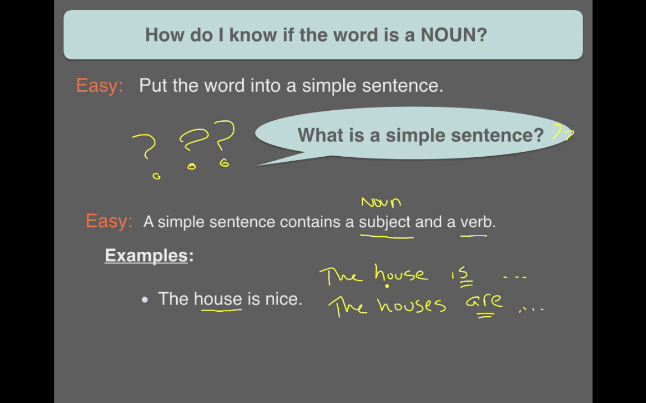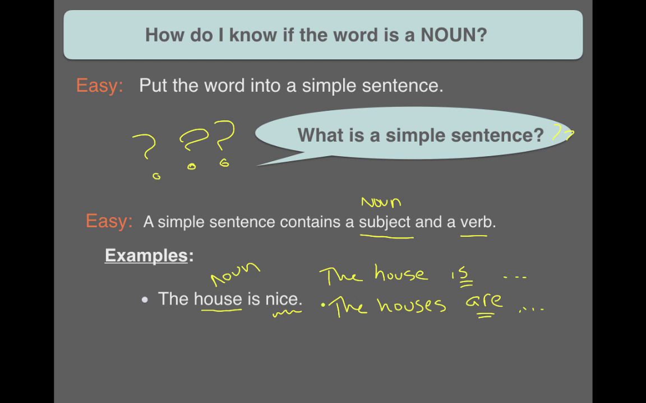You can say anything you want. The house is pretty, the house is nice, the house is blue. That part doesn't matter. If you can say the house is or the houses are, or any word, the bird is, the birds are, their love is, or the content is difficult. So if you can put it in a simple sentence, then you know this is in fact a noun.